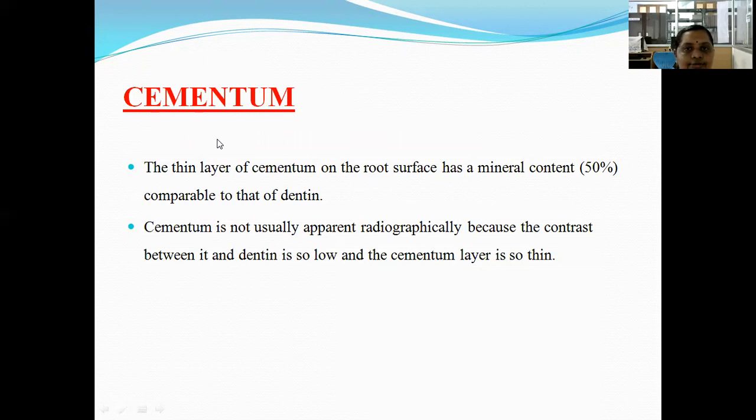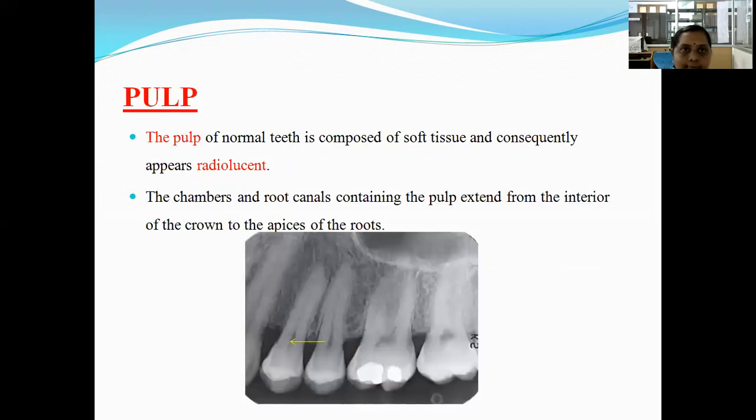Cementum. The thin layer of cementum on the root surface has a mineral content of 50%, comparable to that of dentine. But cementum is not usually apparent radiographically because the contrast between it and the dentine is so low and the cementum layer is so thin.